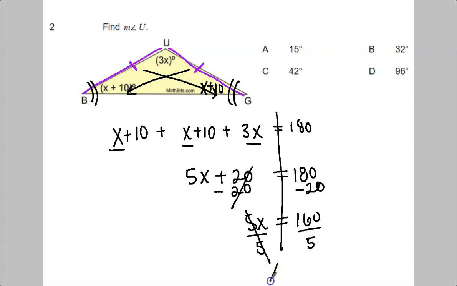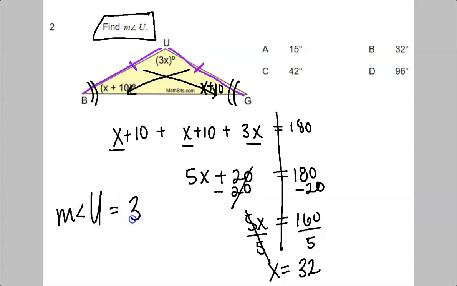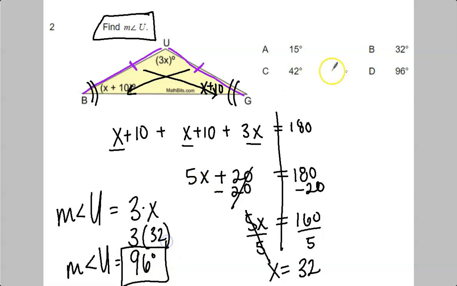Now be careful. There's some of you who might have thought that was the answer. Remember to answer the question. The question asked me to find the measurement of angle U. And the measurement of angle U is equal to 3 times x. And if our x is 32, what we're doing is 3 times 32. So 3 times 32 would be 96. So the measure of angle U is equal to 96 degrees. This is our final answer.